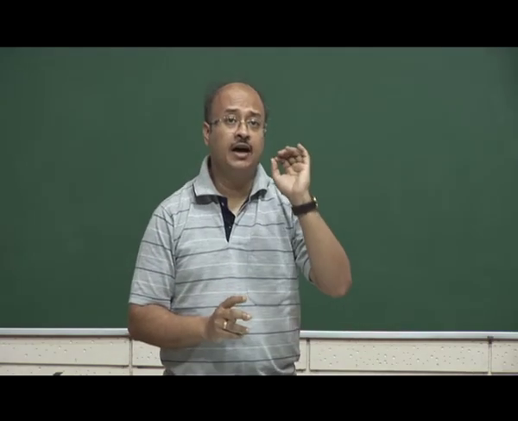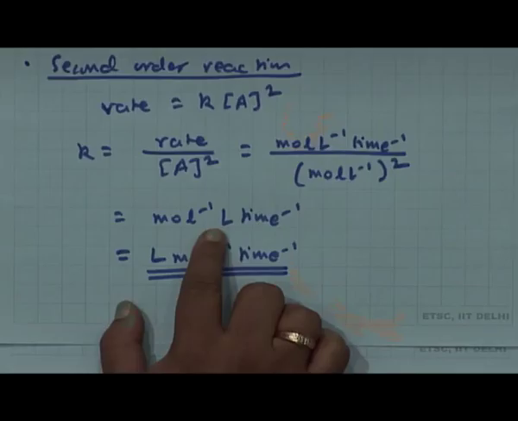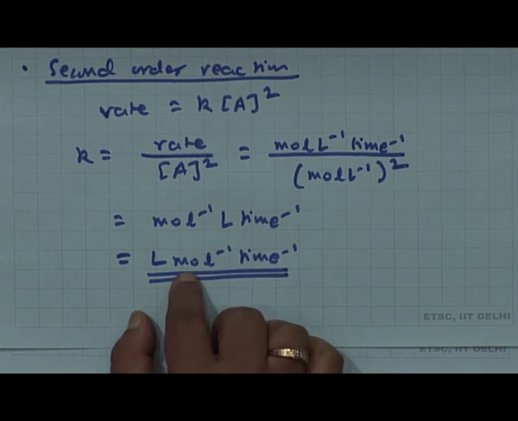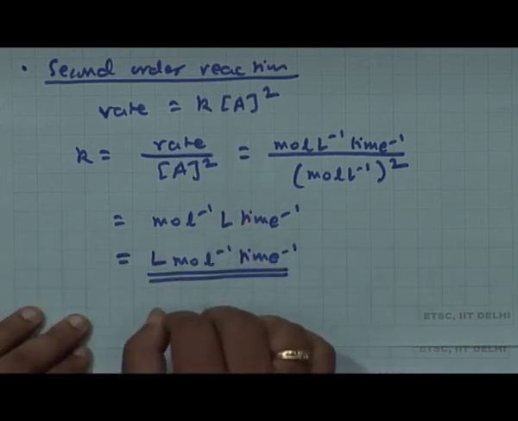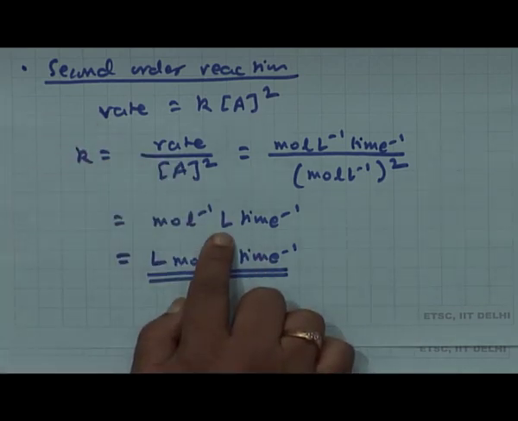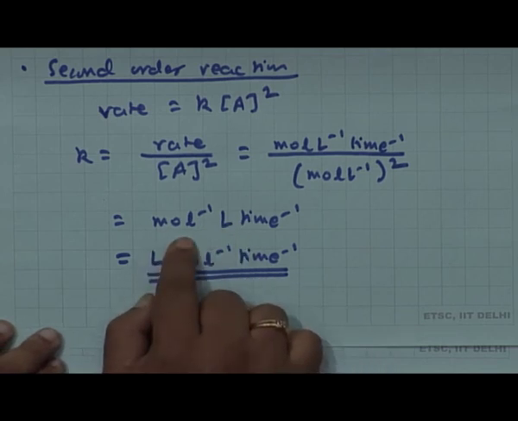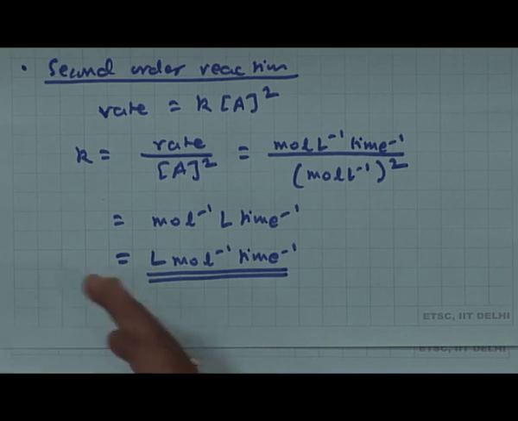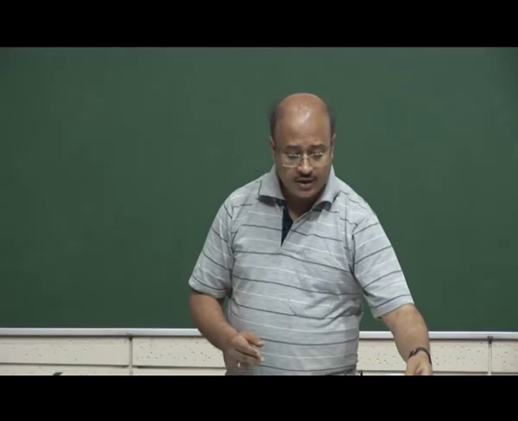And as I told you again, the way it is written is not wrong, but a better way of expressing this is that the one which has the positive exponent is written first. So, I have taken liter first, it is raised to the power plus 1, and negative exponents are written later. Okay.